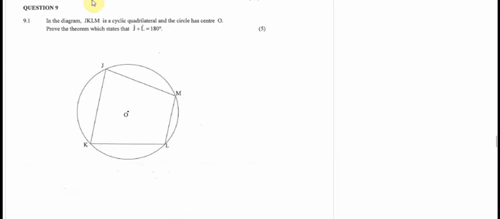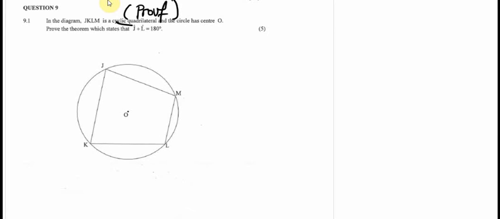Here we're just going to be looking at the proof for a cyclic quadrilateral. So what we want to say is that the opposite angles of a cyclic quadrilateral are just going to be adding up to 180 degrees.